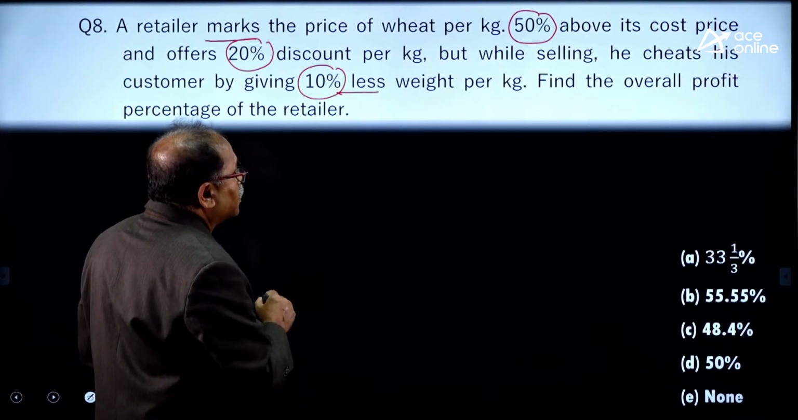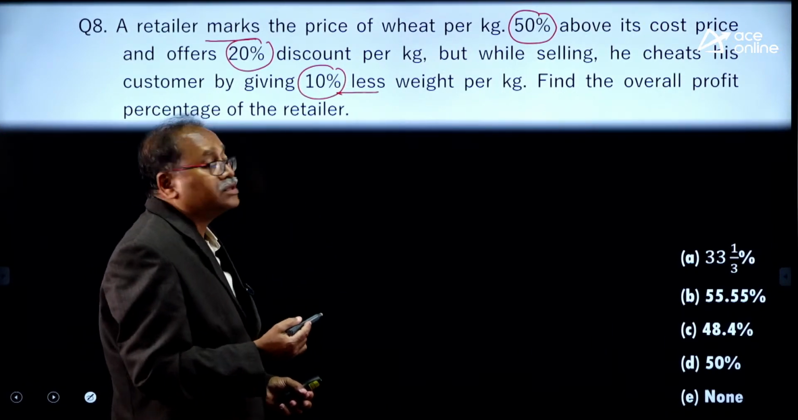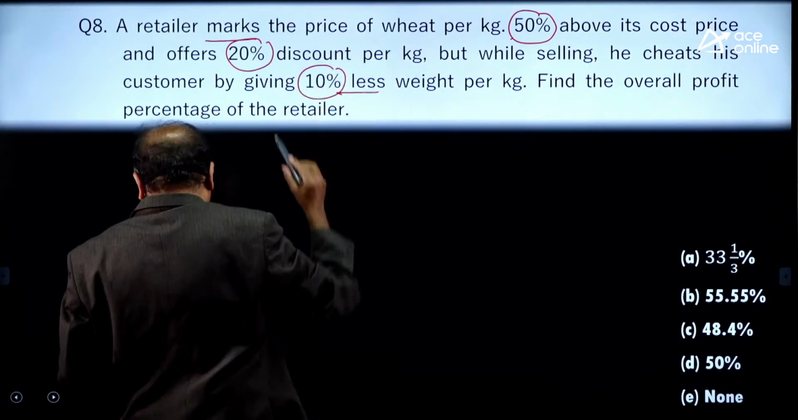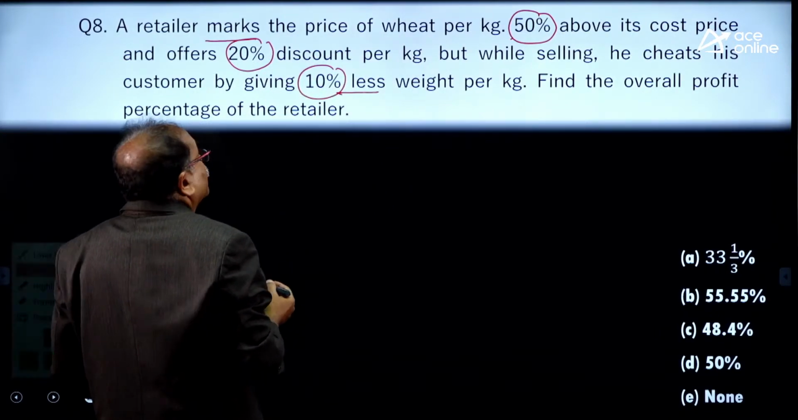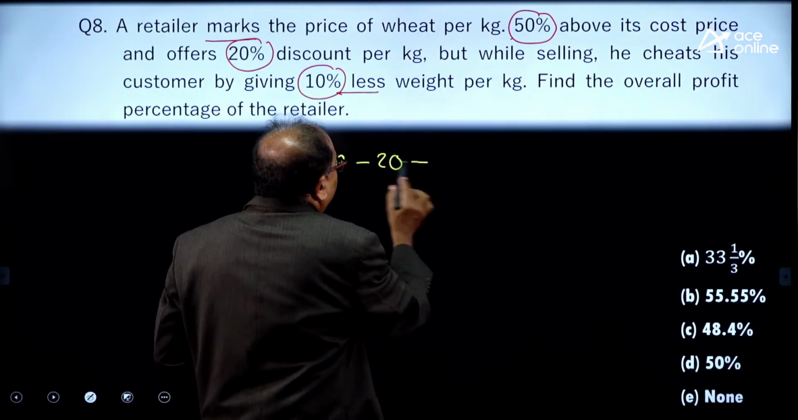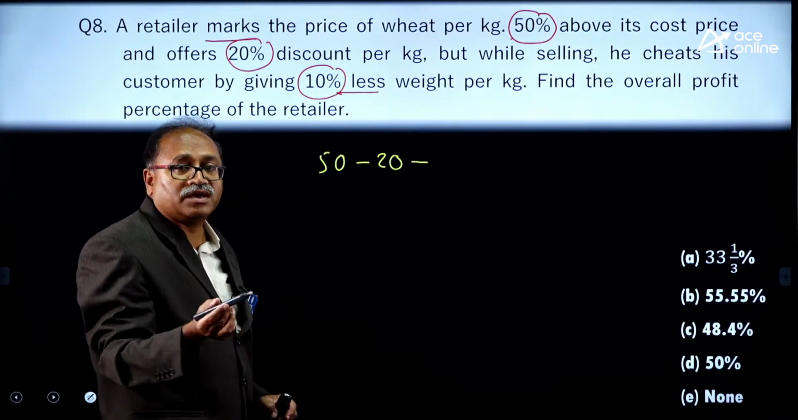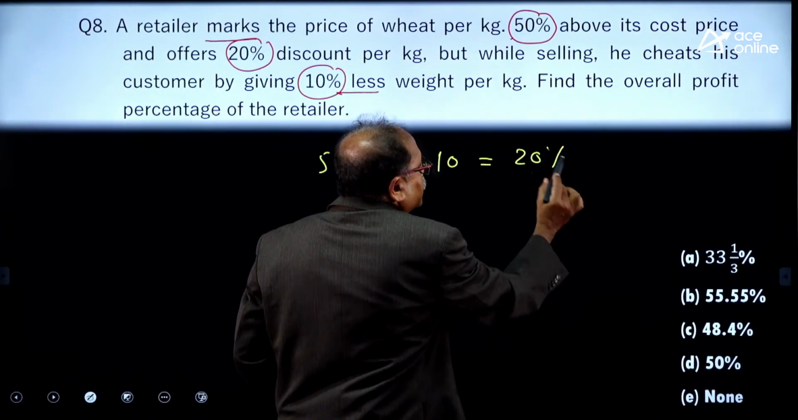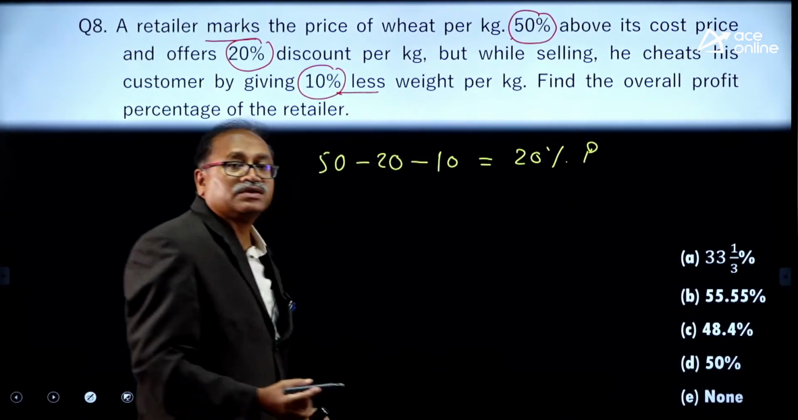So, the very first thing I am going to do is find the profit percentage in the first case. So, mark price is 50% and discount is 20%. In that case, that is 50 minus 20 minus 50 into 20 by 100, that is 10. So, like that I get 20% profit in the whole transaction.